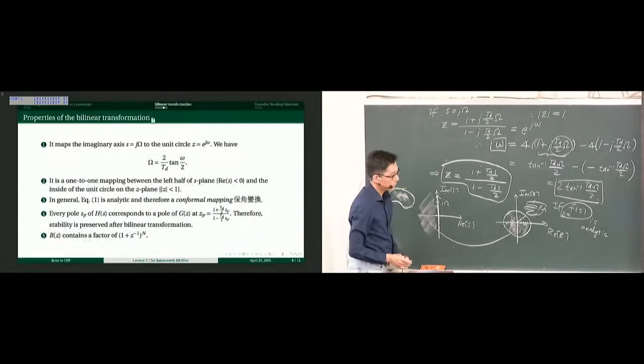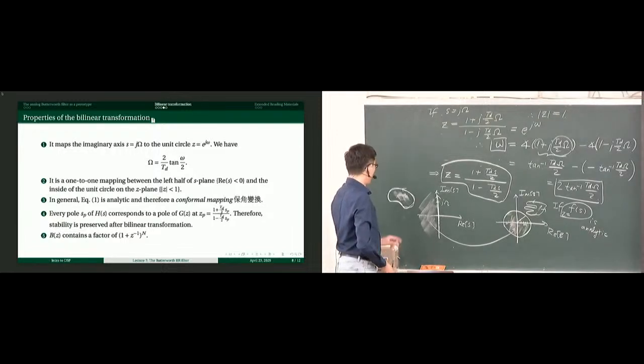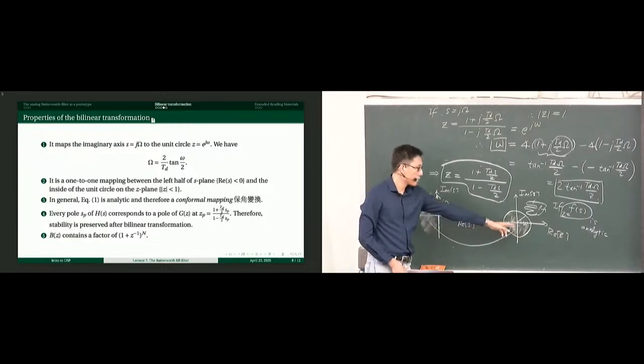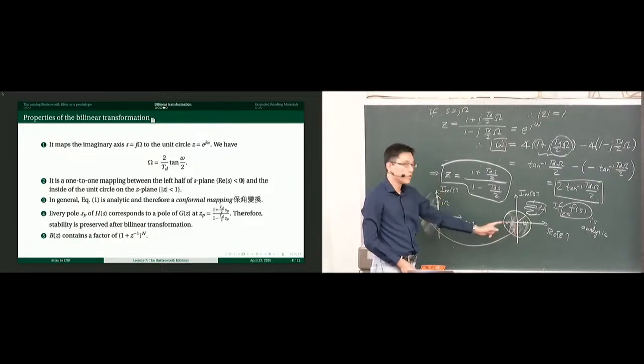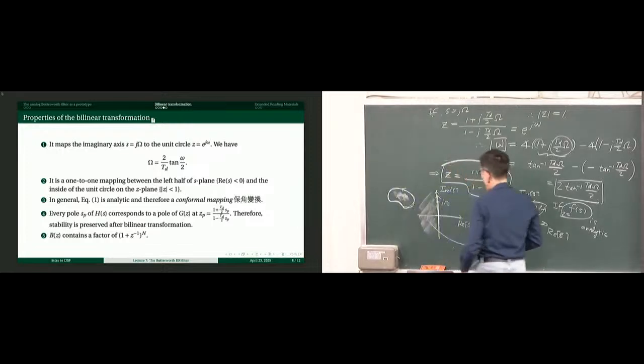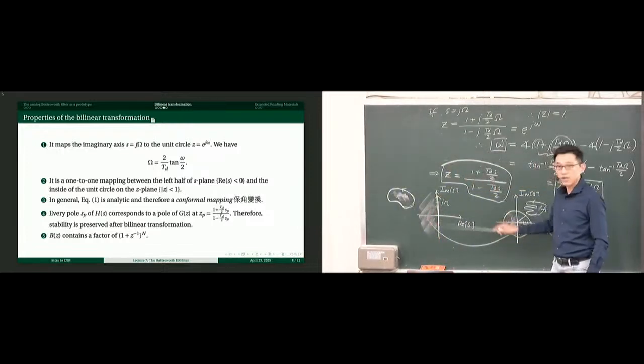Okay, good. So I want to invite you to think, but here this is not a closed contour, right? The imaginary axis is an infinitely long line. But let's apply this property: what's on the left-hand side should still be on the left-hand side after the transformation. So the left-hand side of the imaginary axis obviously should be the left half plane, right?